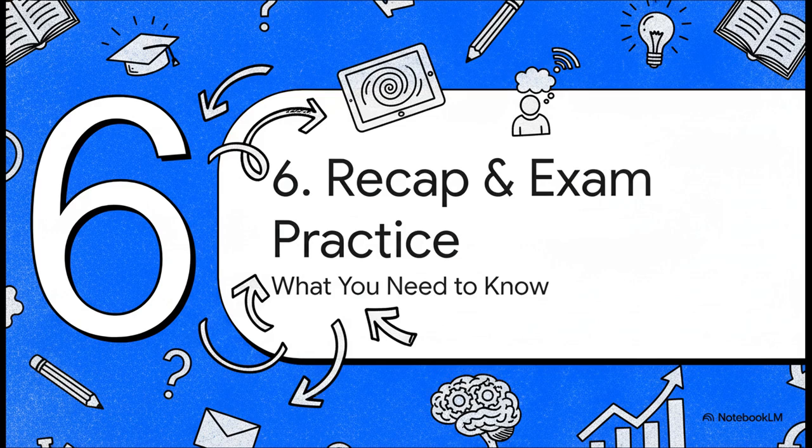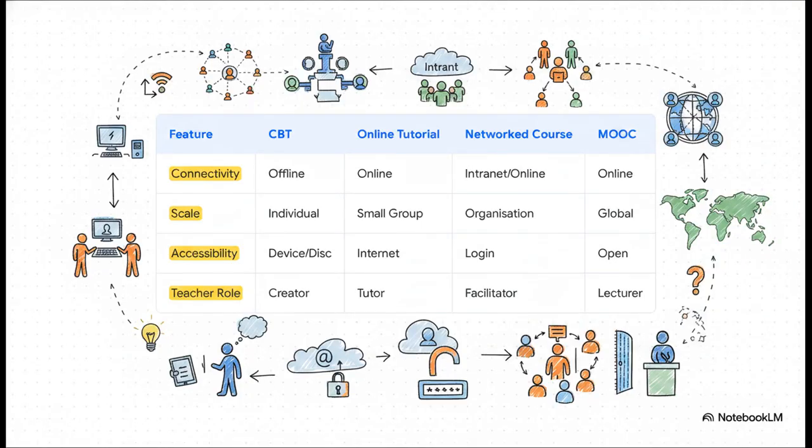Okay, phew. We have covered a lot of ground, the 4 main types of technology-enhanced learning. So now, let's pull all that information together and really sharpen our focus for exam day. This table right here is the perfect summary. It's your cheat sheet. Just look at how you can compare all 4 methods across these key criteria that examiners love. Check out the connectivity, going from completely offline CBT all the way to globally online MOOCs. And look at how the scale just explodes, from an individual user to the entire world. Understanding these differences in accessibility, in scale, in the teacher's role, that's what gets you the top marks.